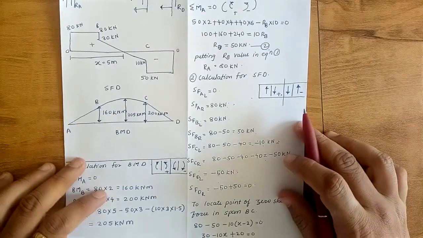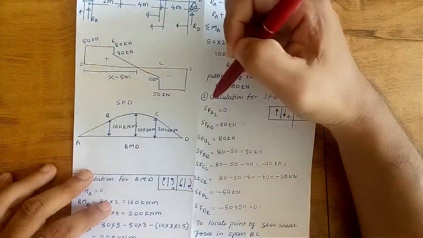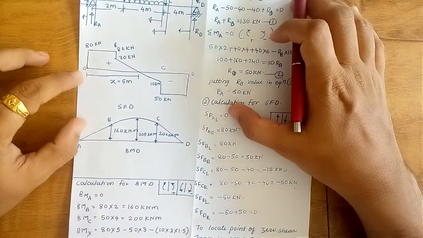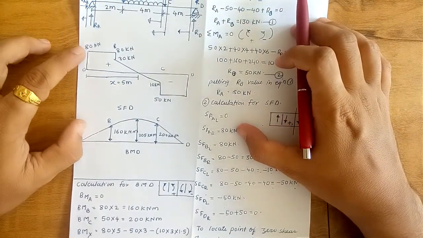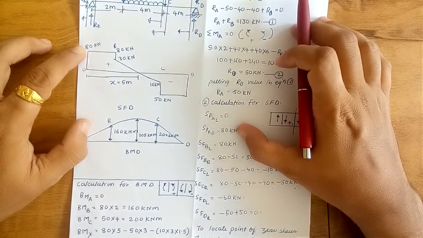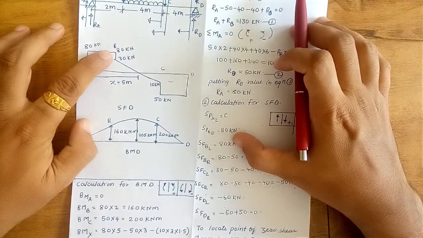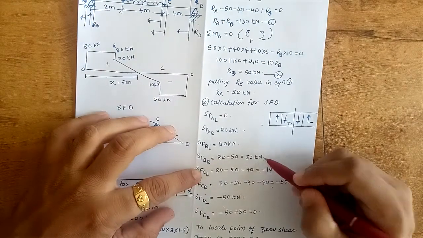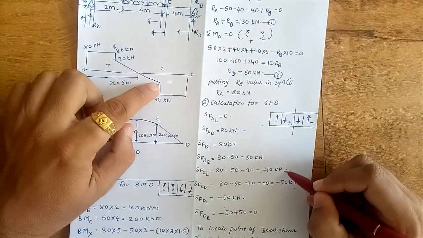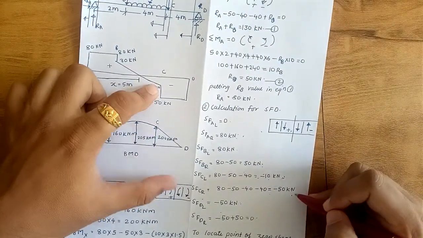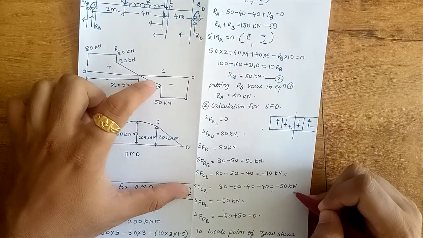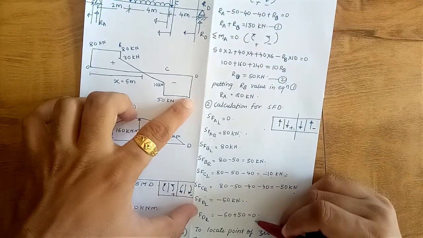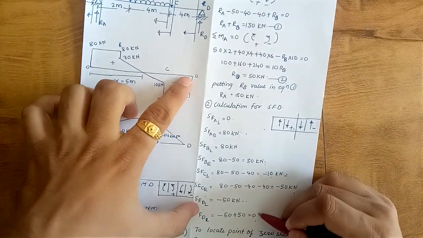So now this is the shear force diagram I have drawn from this calculation. Okay, shear force at A left is 0, shear force at A right is positive 80, shear force at B left is positive 80, shear force at B right is positive 30, shear force at C left is negative 10, so it is below the reference line. Shear force at C right is minus 50, so that's why like this, and shear force at D left is minus 50, and shear force at D right is again 0.